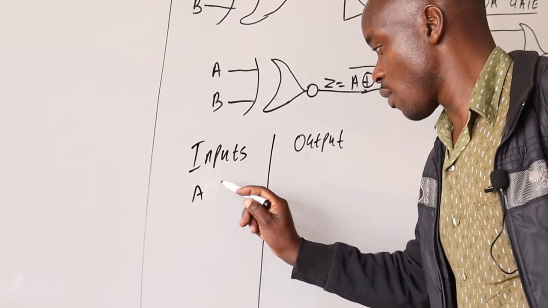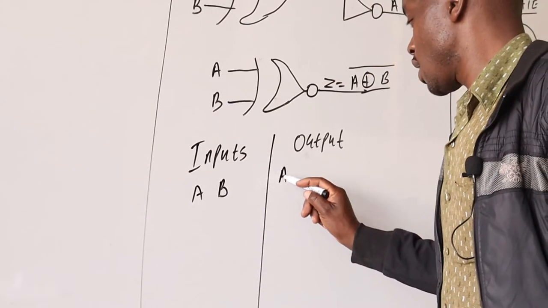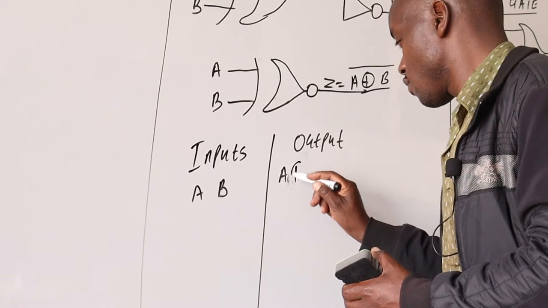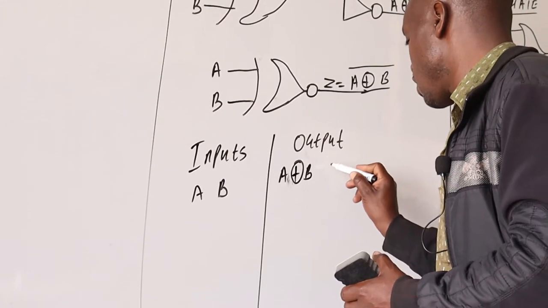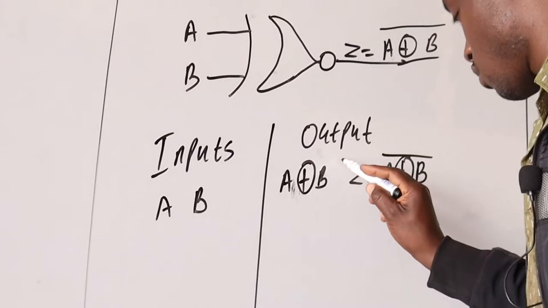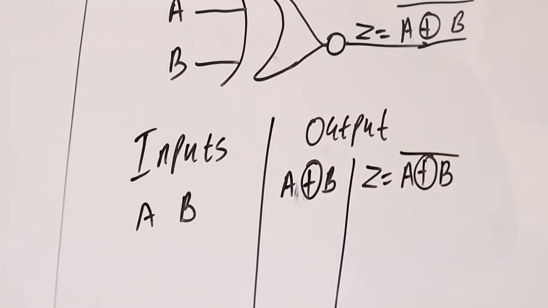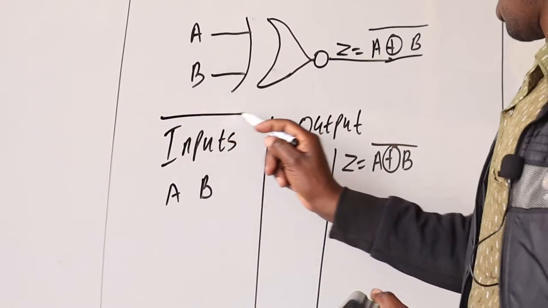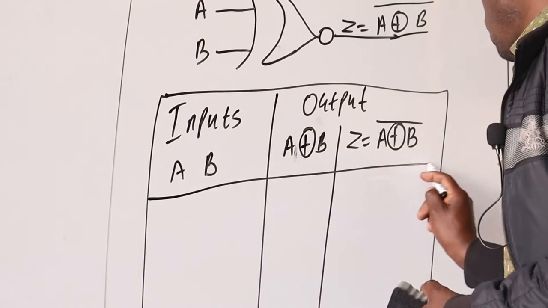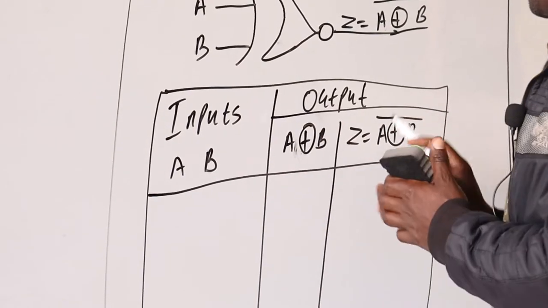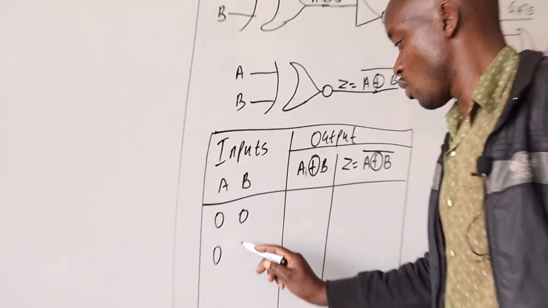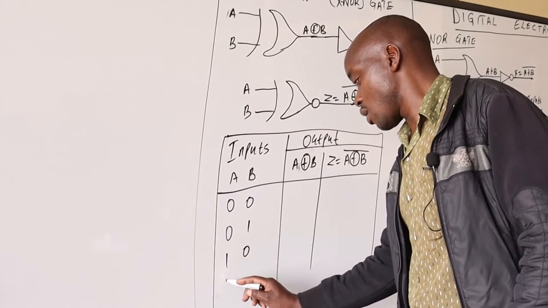So our inputs are A and B. We can have A exclusive OR B, but our output is Z equal to A exclusive OR B, then you invert. Why am I showing both of them? I want to show you that this gate comes from the output of the exclusive OR gate inverted. That's why I'm doing both. Otherwise, I could have used only one. So from there now, we can have 0 0, 0 1, 1 0, and 1 1.